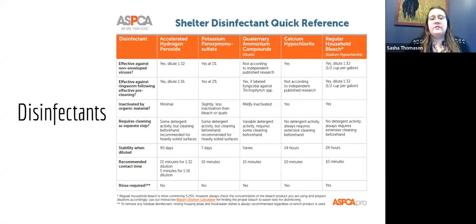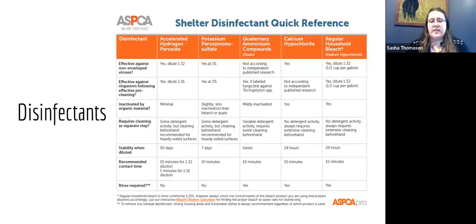This is just the last little bit here, just one reference. This is a quick reference for shelter disinfectants from the ASPCA. There are other ones out there that are more detailed. This one is just a nice summary one. It tells you if they're for different viruses, ringworm, they have different dilutions. And then it tells you whether it's inactivated by the organic material, which then means that you have to have a cleaning step beforehand. What's also important is how long it's stable once you have created that dilution.